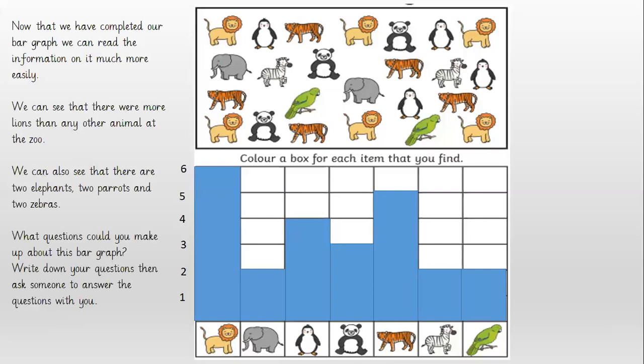Now that we have completed our bar graph, we can read the information on it much more easily. We can see that there were more lions than any other animal at the zoo. We can also see that there are 2 elephants, 2 parrots, and 2 zebras. What questions could you make up about this bar graph? Write down your questions, then ask someone to answer the questions with you.